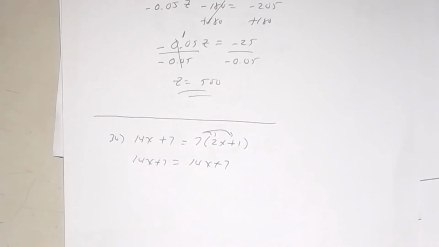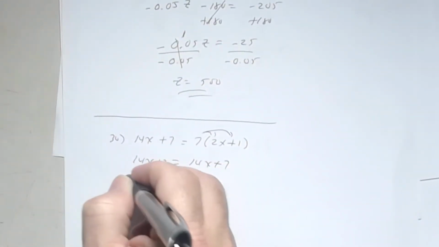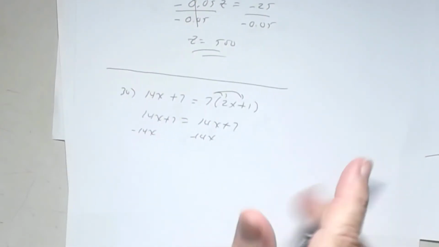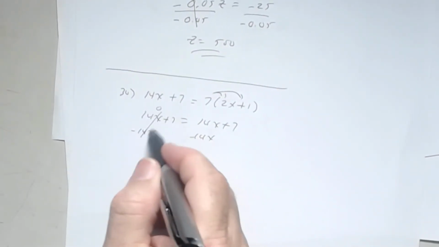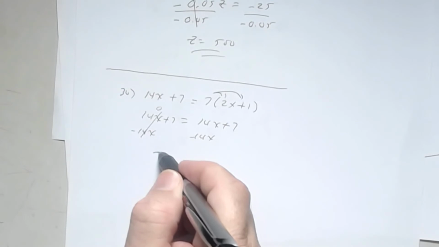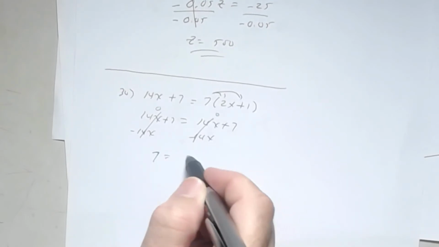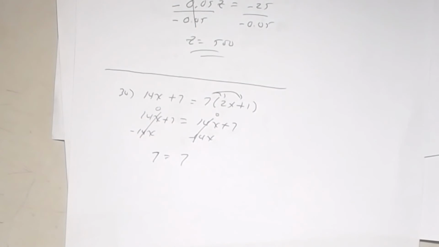All right? Then what are you going to do? Keep doing what you were doing. Subtract 14x from both sides, okay? Then you combine like terms, right? And so that's 0. So what's left on the left? 7. What's left on the right? 7. So what do you notice happened compared to everything else you've done? There are no variables, right? The variables disappeared this time.